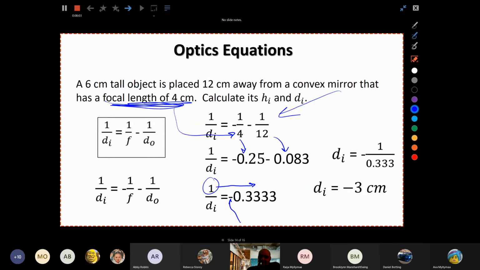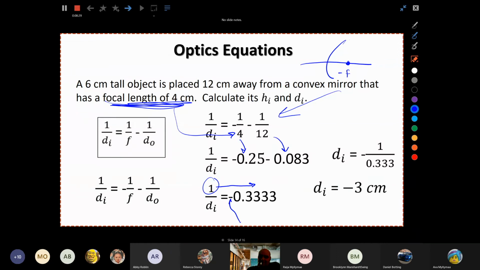We'll do the height next before we move on. Okay, so since it's a convex mirror, it has to be negative? Yeah, focal length is negative, because the convex mirror always has a negative focal point, because it's inside. That's the only thing you've got to be careful of.